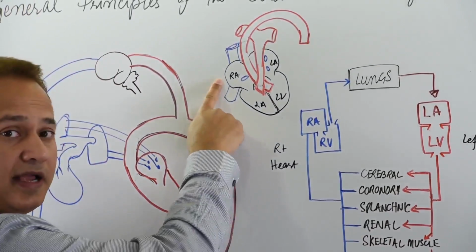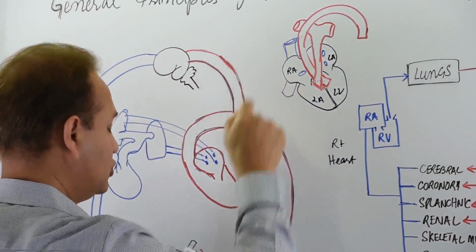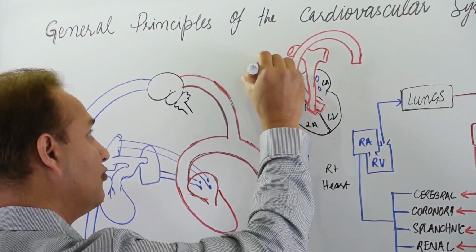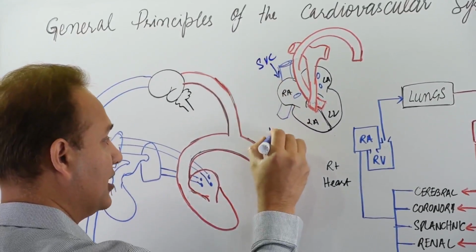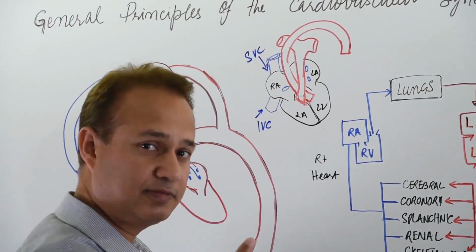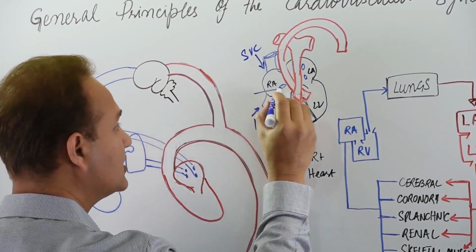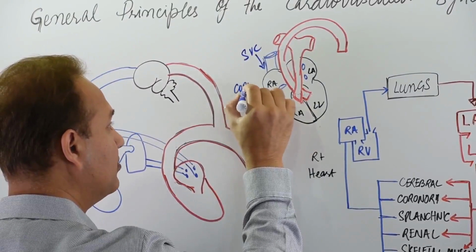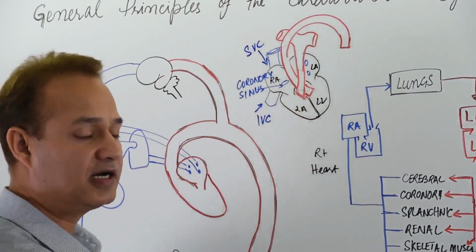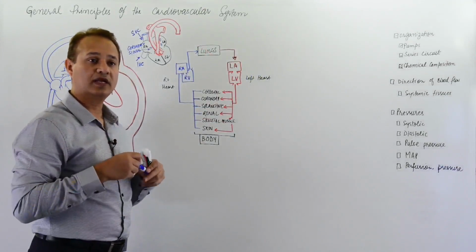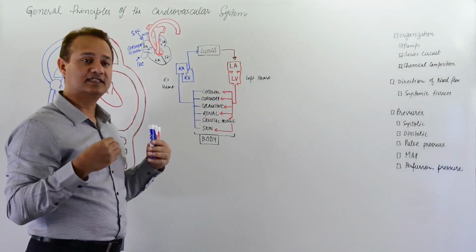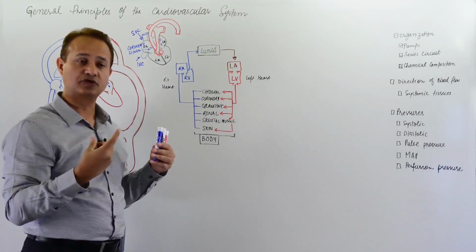The right atrium has 3 inputs. Superior vena cava brings the blood from the head and neck area. Inferior vena cava, IVC, brings blood from the rest of the body except the heart, and the coronary sinus brings blood back from the heart. Now remember, the heart receives blood to do 2 things. One is it receives blood to pump it out, so that's the pumping function. And the second is it receives blood to use it as its own nutrition as well.